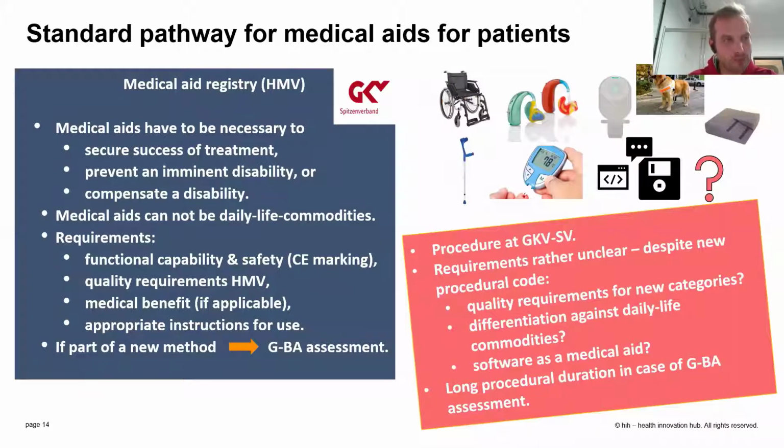Also, what is really a showstopper here is that the requirements are super unclear, not rather unclear. I wrote rather unclear. That's very diplomatic. It's super unclear. Especially if you want to bring in a completely new device that doesn't fall under the categories that are already in the medical aid registry, then you're really lost, like in front of court. What is also important is that if there is a new method induced by this medical aid, then we need a GBA, a Joint Federal Committee decision again, and then we have again a very long procedure.